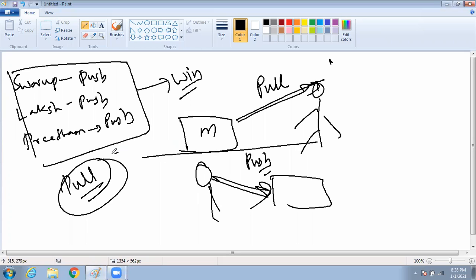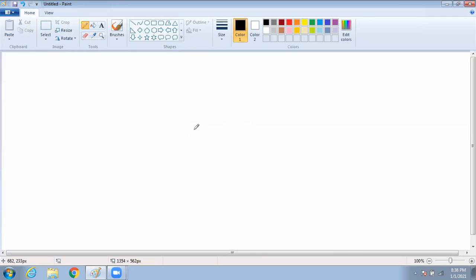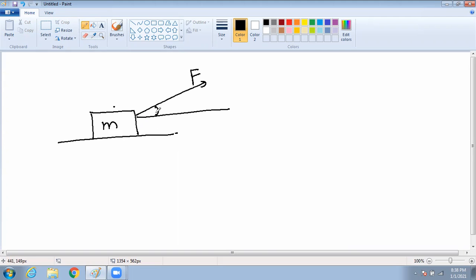We'll prove it mathematically, whether push is easier or pull is easier. Carefully see, very important. You have an object of mass M. You are trying to pull it, so obviously the force will make an angle theta with respect to the ground. Obviously this will have a weight mg and there will be a normal reaction.